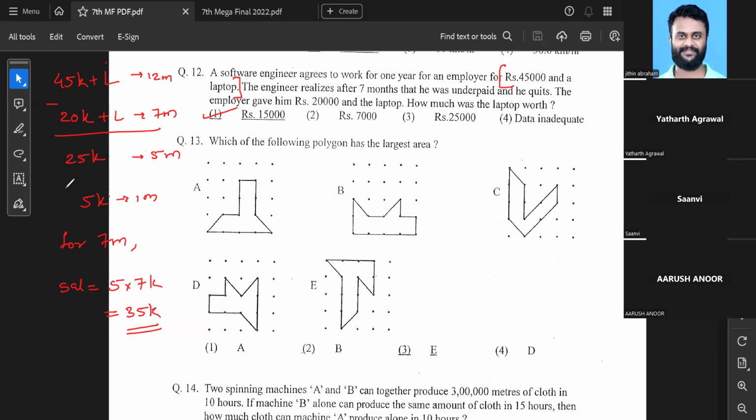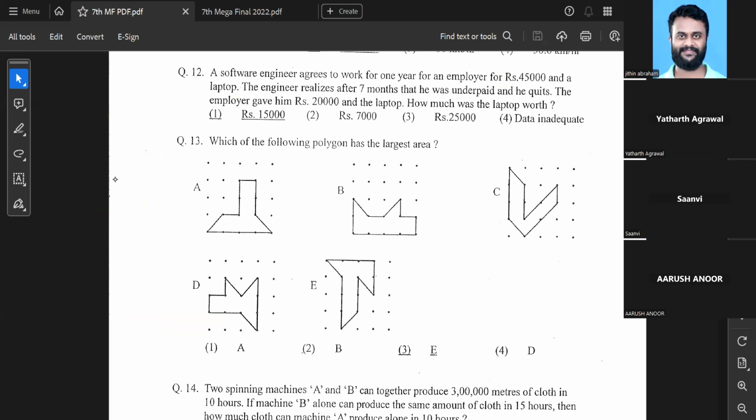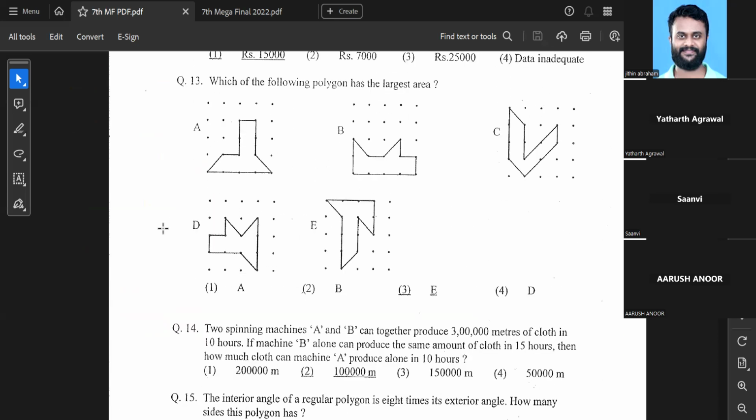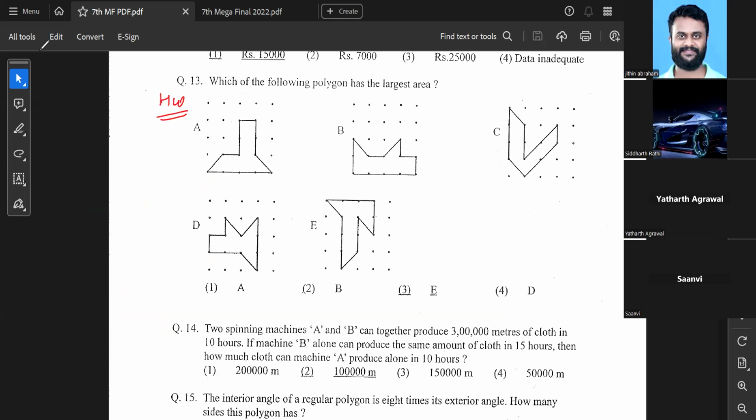Proceeding further. Oh, sorry, this is the 13th question. Which of the polygons has the largest area? Basically, you can compare and check. Sir, this is not a big deal, it's easy. You can give it as homework. The 13th one is homework. Okay.